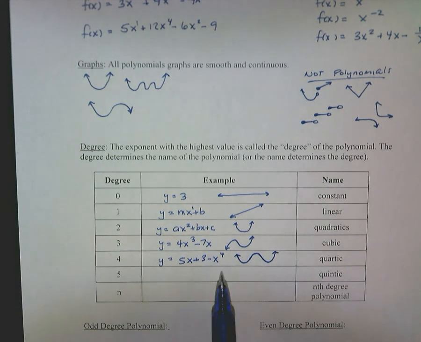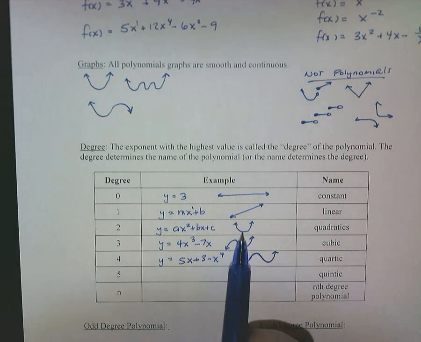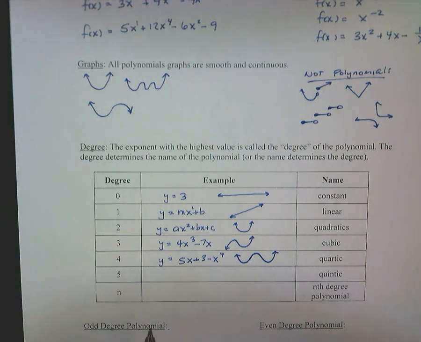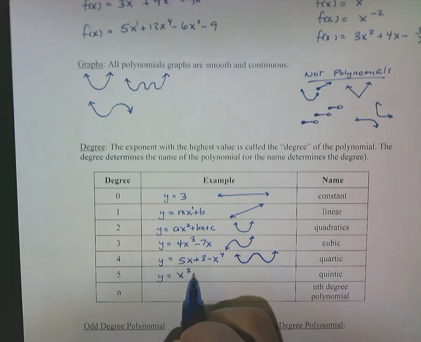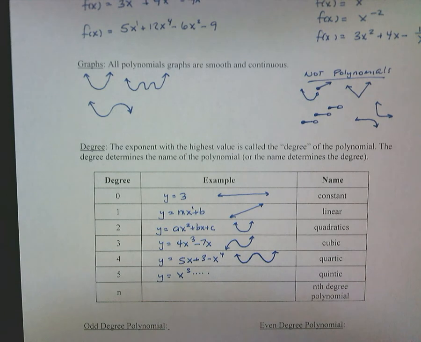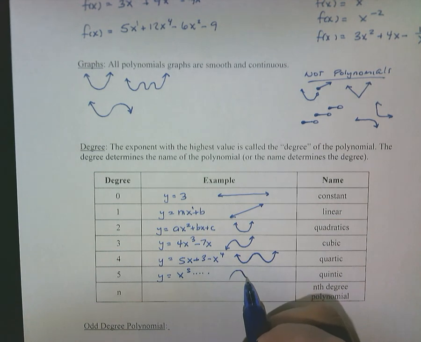So what happens with these polynomials of degree 2, degree 2 has a relative max or min. Degree 3 has 2 relative max or min. This one could have 3. A 5th degree polynomial, it doesn't matter anything else. I just know it has the largest exponent is a 5. And it could have 4 turns.